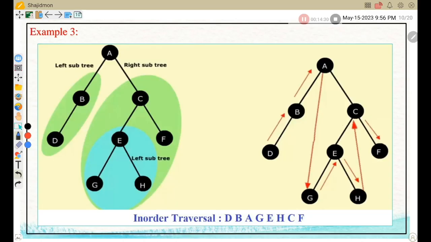Okay, now we will do one example here. You can see example number 3. One tree is given here. We need to do the in-order traversal of this tree, correct?